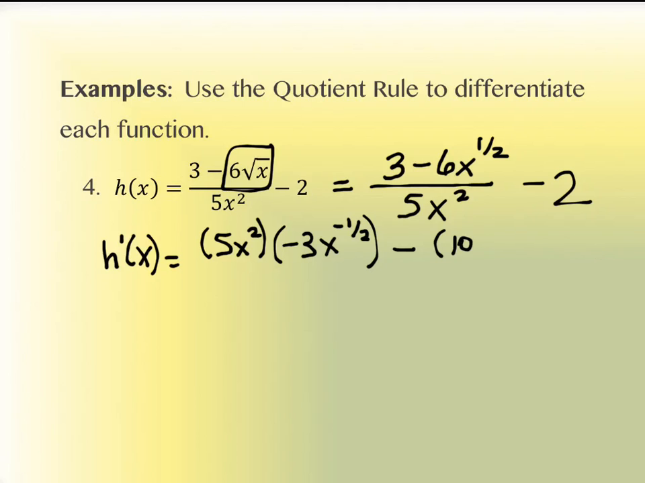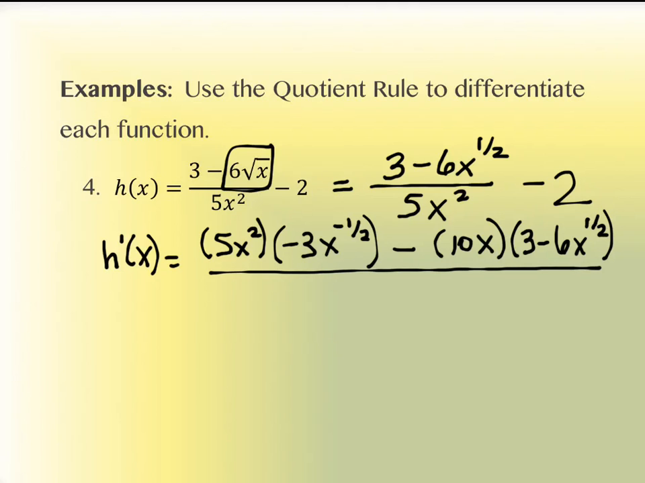10x. Okay, so you did the derivative of the denominator next. That'll work. And then what? Numerator. We're just going to rewrite the numerator. So 3 minus 6x to the 1/2. And all of this is over what? 5x squared squared.